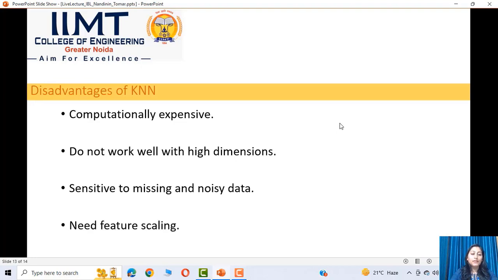Next, it requires feature scaling. Some standardization and normalization of features is required before applying k nearest neighbor to any data set. Otherwise, wrong predictions may be generated. So these are some disadvantages of k nearest neighbor.